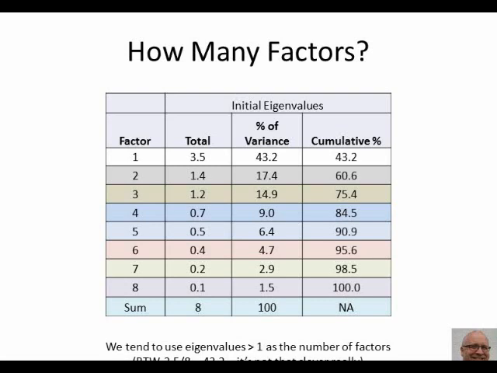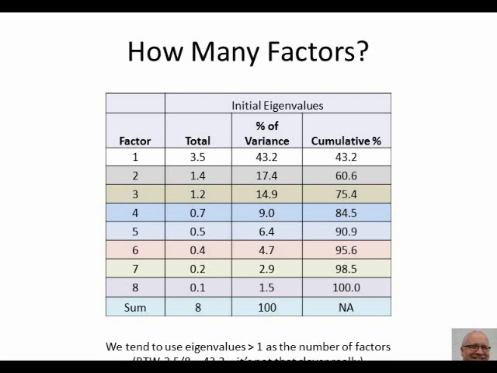Now 3 is the level that we would traditionally use with this data because what psychometricians and statisticians have found in the past is that generally eigenvalues of greater than 1 are the ones you want to use. And if we look down that first column, the eigenvalues get 3.5, 1.4, 1.2. So the first 3 have all got eigenvalues greater than 1. The fourth one has an eigenvalue that's less than 1.